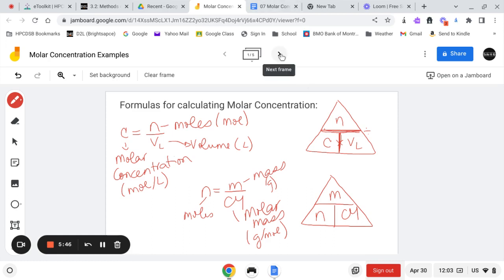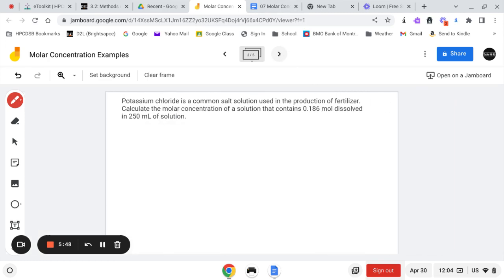So let's start to go through and let's do a calculation. It says potassium chloride is a common salt solution used in the production of fertilizer. Calculate the molar concentration. Okay, so this is what we're solving for. So molar concentration is C. Of a solution that contains 0.186 moles. So that's my mole value, my little n. So 0.186 moles dissolved in 250 mL of solution.